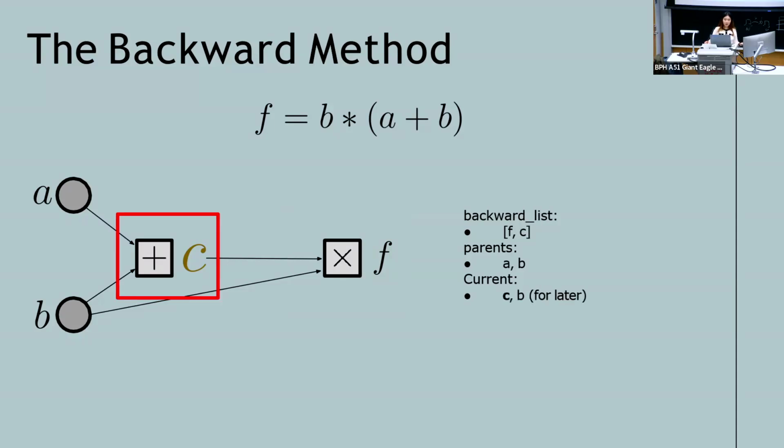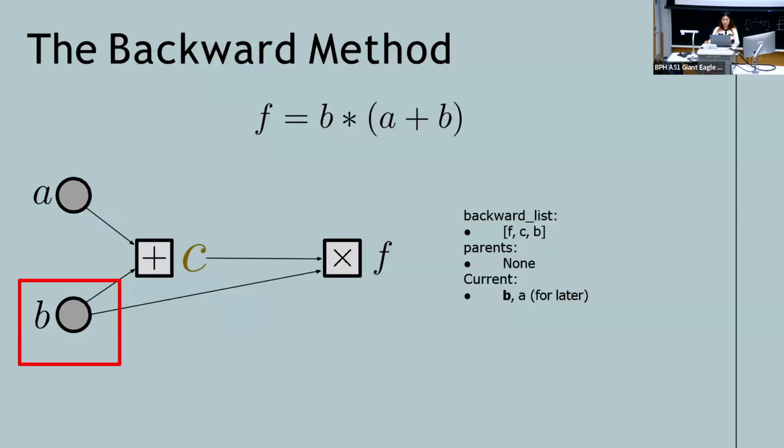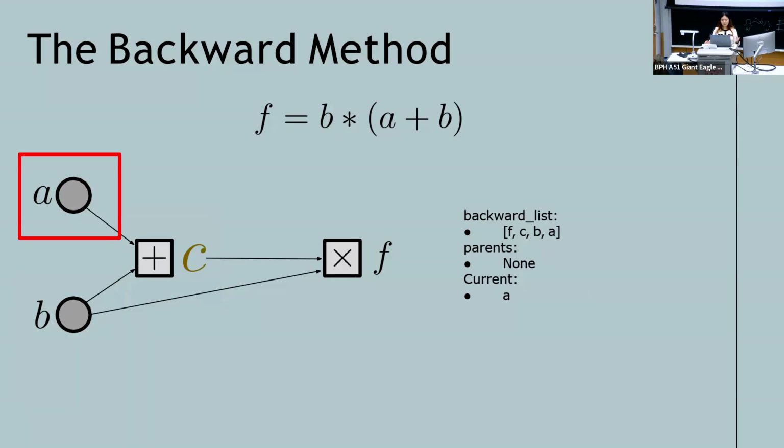And then we go back to one node. So now the current node is C, and we put it in the backward list. And we know that for C, the parent nodes are A and B. And here we then go back to the node B for the current node, and then we put B in the backward list. And because B is the first node, B doesn't have any parents, so we set the parents to none. And the same thing for A. Finally, it is in parallel with B. We have A added to the backward list, and it doesn't have parents, and the current node is A. So this is how the backward function works.